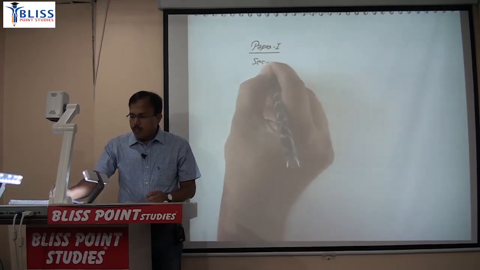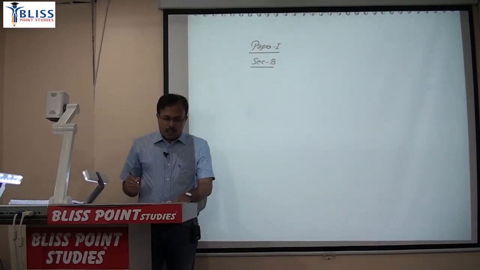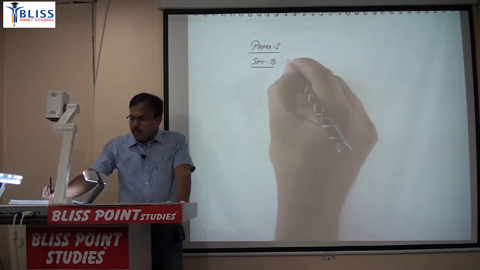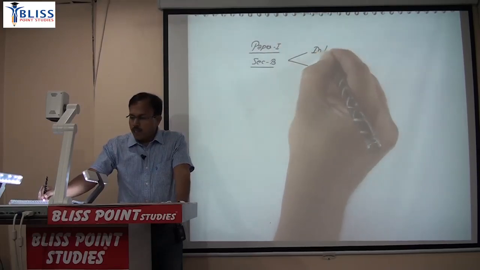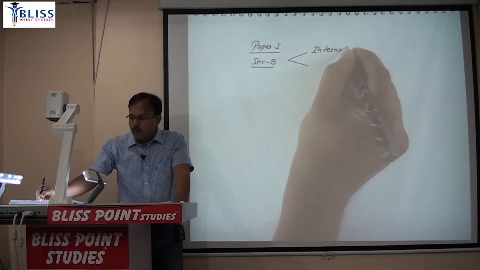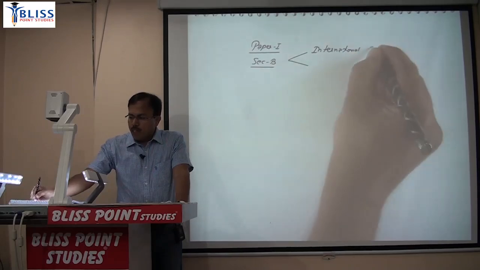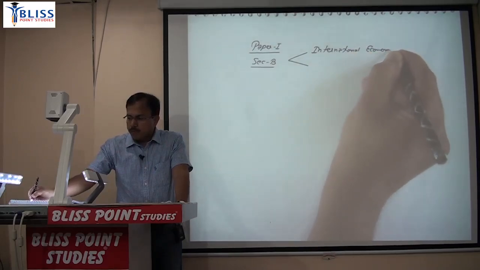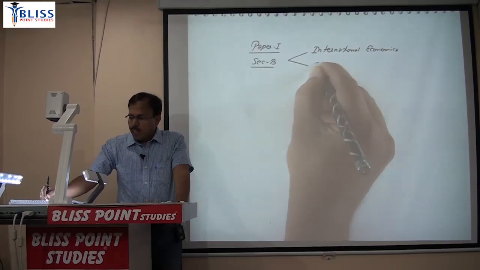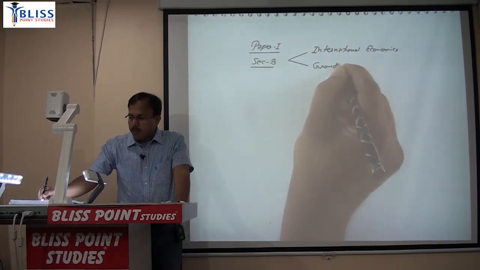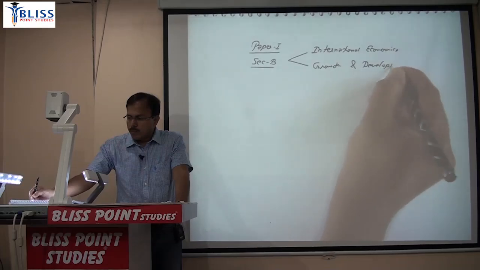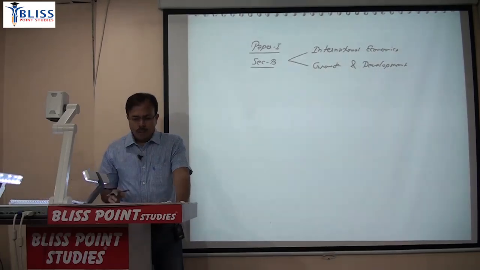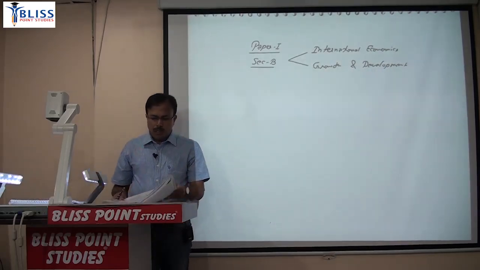Paper 1 Section B. Section B is divided into two parts. One is international economics and the second part will be growth and development. International economics and growth and development.